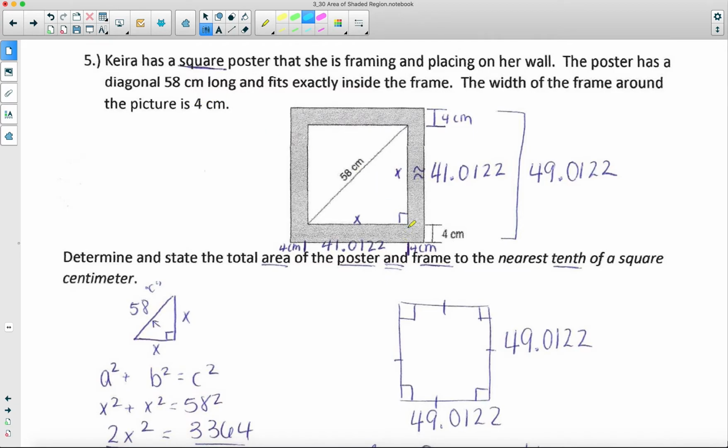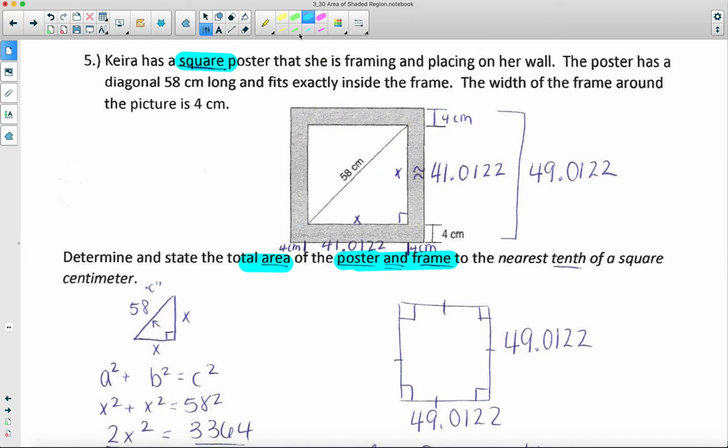So that means from here to here is 4 and here to here is 4. Okay, so we have to determine and state the total area of both the poster and the frame. So talking about area here, and it's the area of a square. In order to find the area of a square, we know we're dealing with base times height. And right now we don't have a base or a height. We just have a diagonal, and we know that this shaded region around is 4 centimeters wide all around.